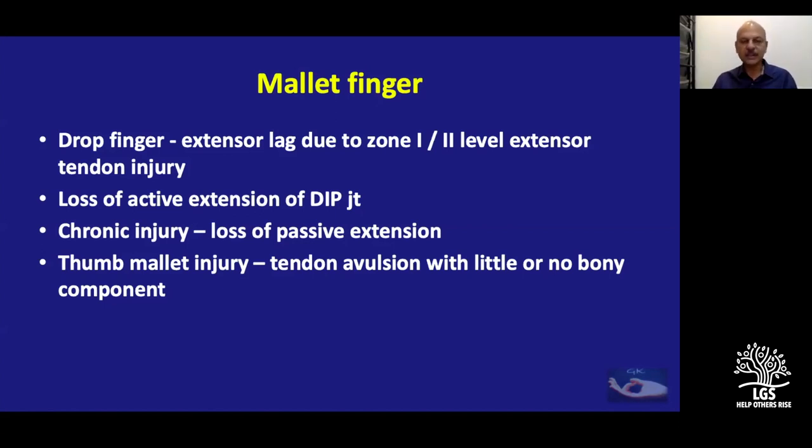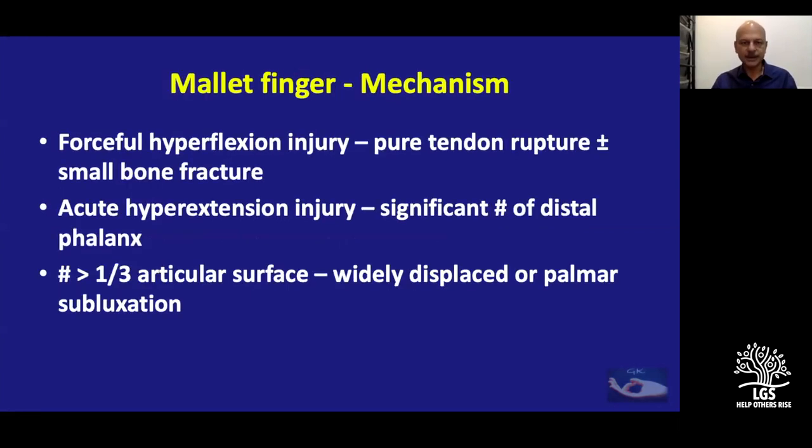And of course, the same mallet finger can occur in the thumb also. Usually in the thumb, the mallet finger injury is associated with tendon avulsion with little or no bony component. Now, how does the mallet finger occur? It is usually caused by a forceful hyperflexion injury. A forceful hyperflexion injury is sometimes called a baseball finger.